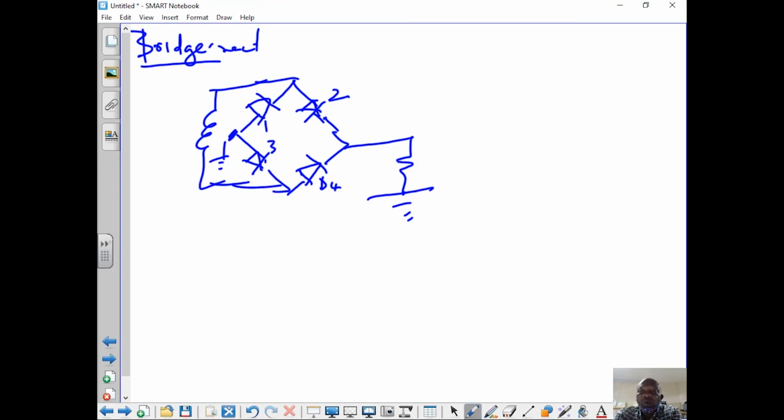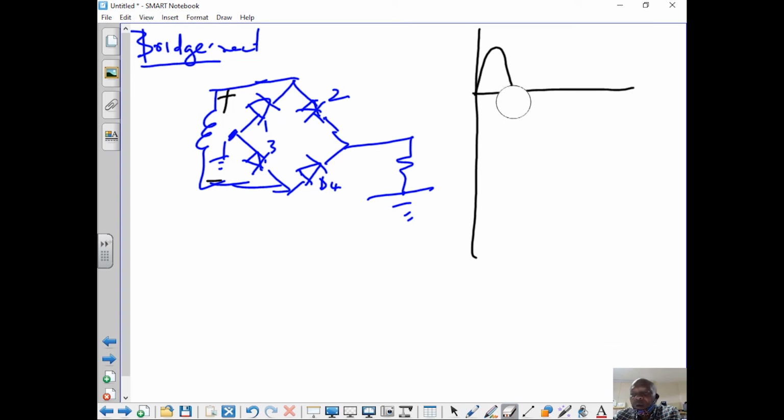Let's have a look now. When it is this way, positive, negative, which diodes are forward biased? The positive will forward bias that diode, the negative will forward bias this diode. Therefore, 2 and 3 are forward biased. Now let's have a look at our output. That is the situation. This is what you get. Which diodes are on? D2 and D3, but 1 and 4 are reverse biased.